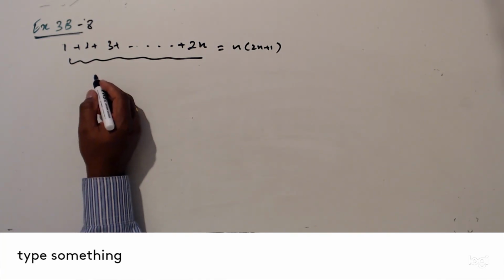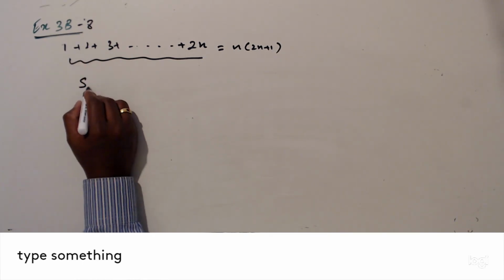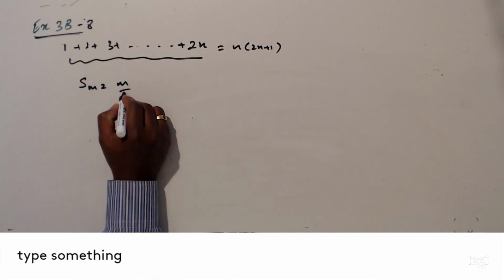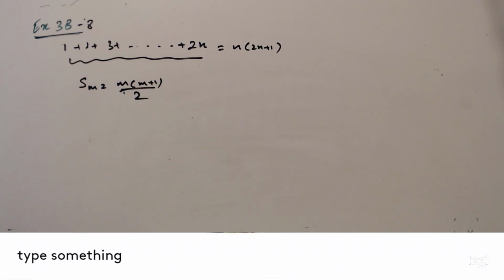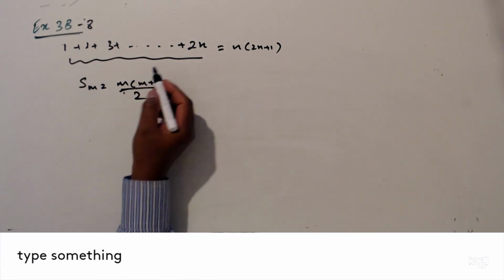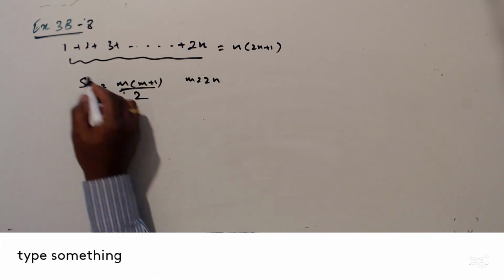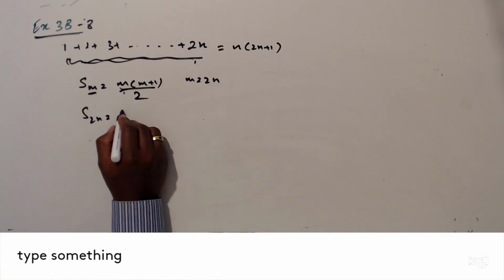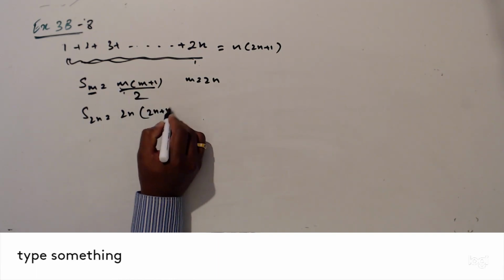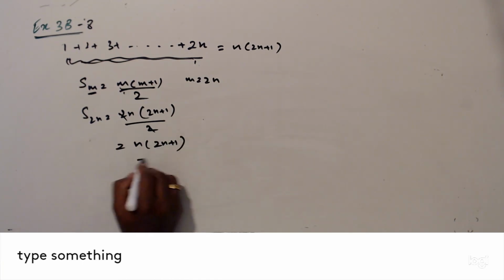From the previous example number 7, we know that for natural numbers, Sm equals m divided by 2 times m plus 1. This is the formula. Now here, instead of m, we have 2n terms. So S2n equals 2n times 2n plus 1 divided by 2, the 2s cancel out, n times 2n plus 1.